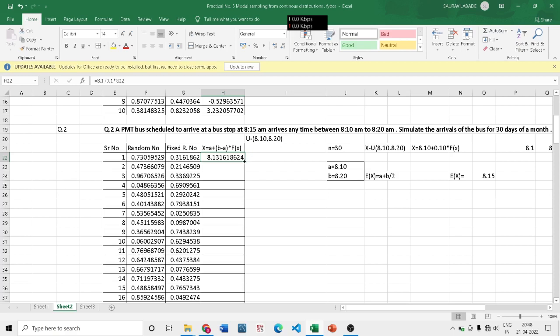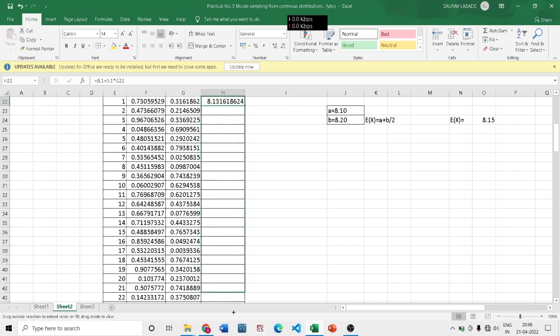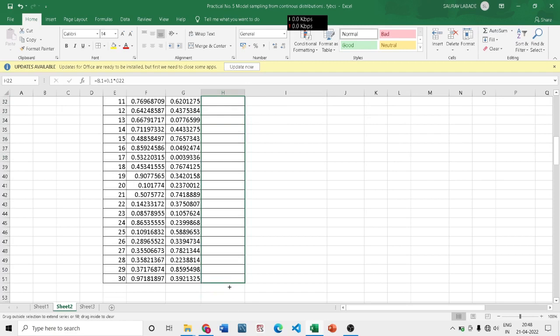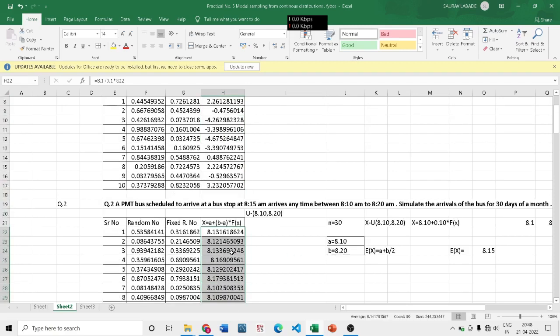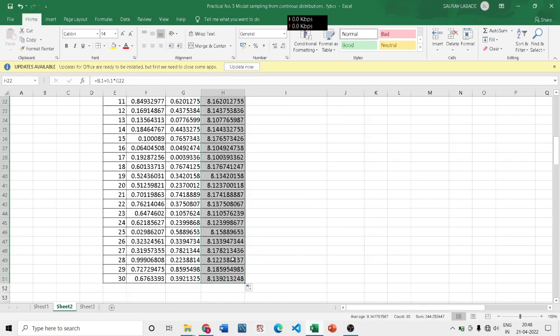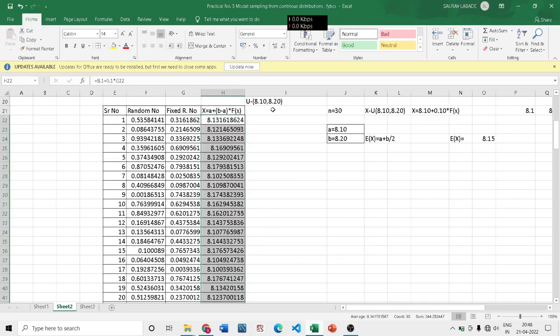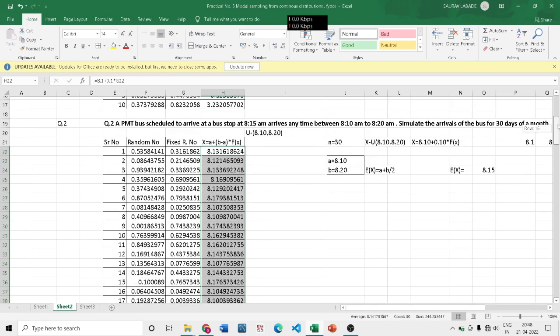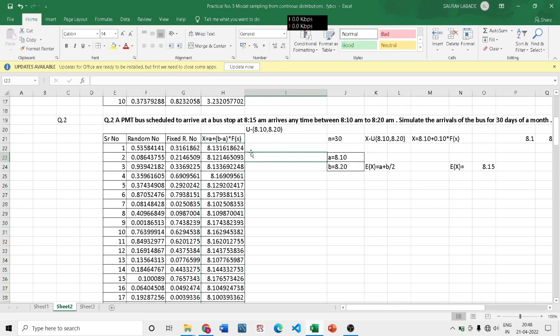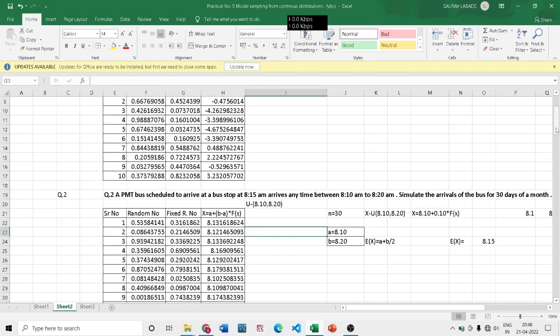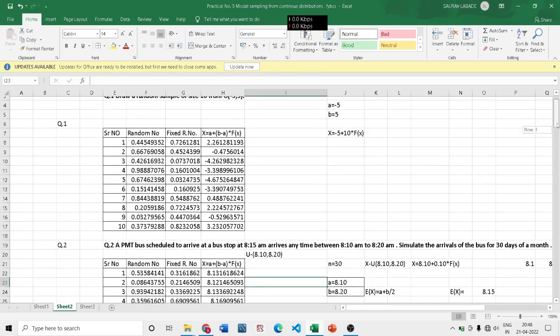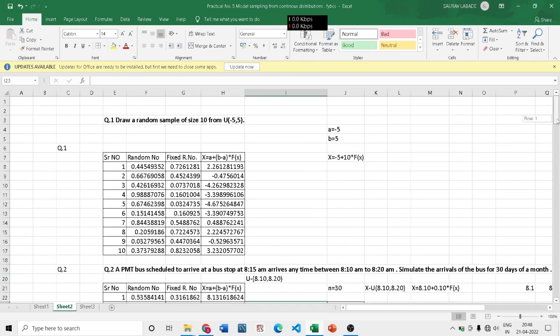Okay, so I will simply drag this down for all the random samples. So here I get all the random samples, and you can clearly see that all my values lie between these two parameters. Okay, so this is how I generate the random samples of the uniform distribution. I hope you get this.